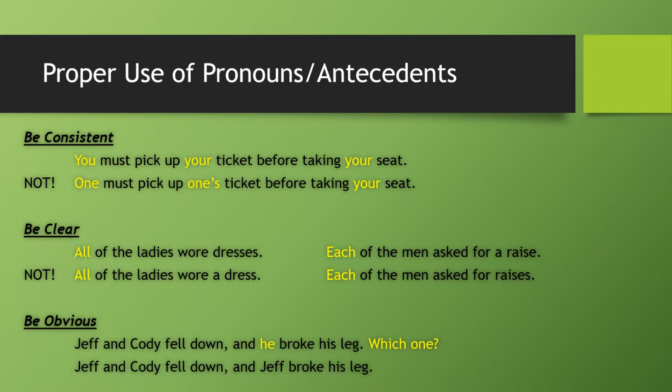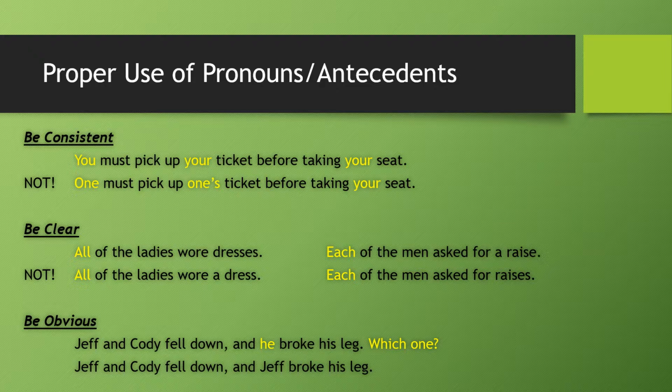Just a few things that we need to keep in mind as we think about proper use of pronouns and antecedents. Three things here that I have listed. Be consistent, be clear, and be obvious. Be consistent. You must pick up your ticket before taking your seat. We would not say one must pick up one's ticket before taking your seat. We want to be consistent with the usage of pronouns and antecedents.